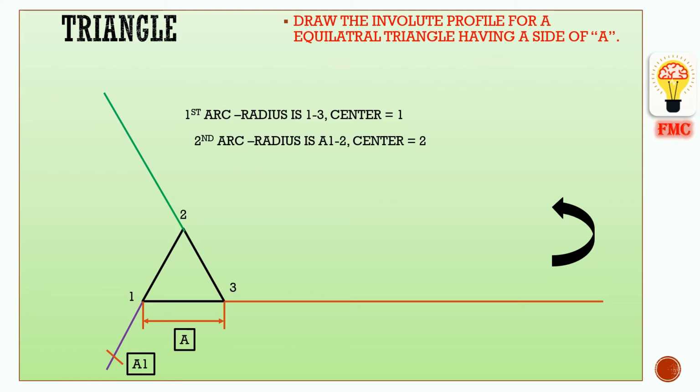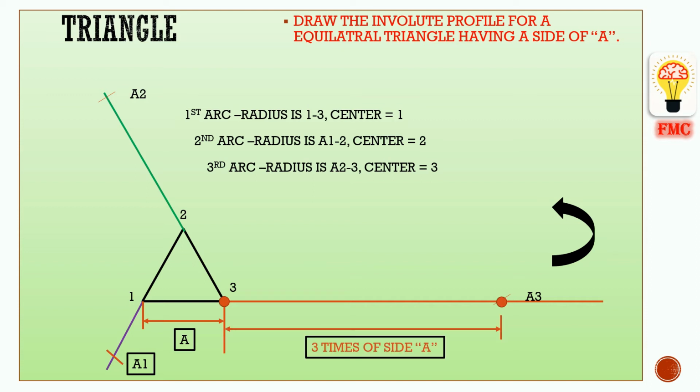Second, for the second arc the radius is A1 to 2. You measure the distance A1 to 2, keep your compass on point number 2, then cut another arc. Third, the radius is the distance A2 to 3. Keep your compass on 3 as the center, then cut one more arc on the horizontal line. Now you have the salient points. Connect them fully and you will get the profile for the triangle involute. So these are the points.